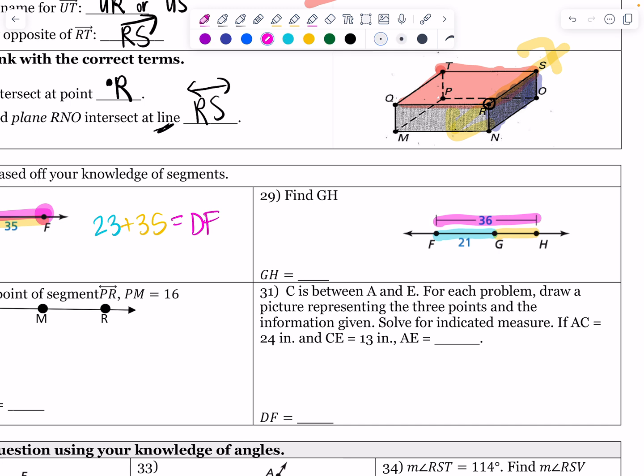If I know that the whole thing, the total of both of these segments combined, is 36, then I can do 36 minus what I've spent already, which is 21. And so when I do that, what am I going to have left for yellow? So what is 36 minus 21? That is going to be 15. That segment is 15 units long.